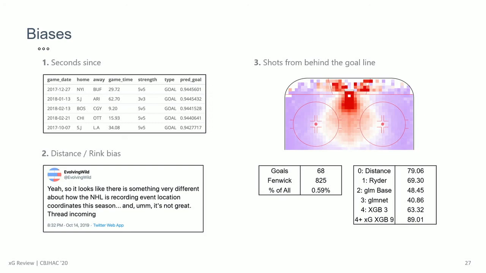Additional distance and rink bias, as noted with the coordinate issue earlier this season. If the NHL changes the way that they're tracking their coordinates, it's going to impact all of the xG models. So that's just something to note.